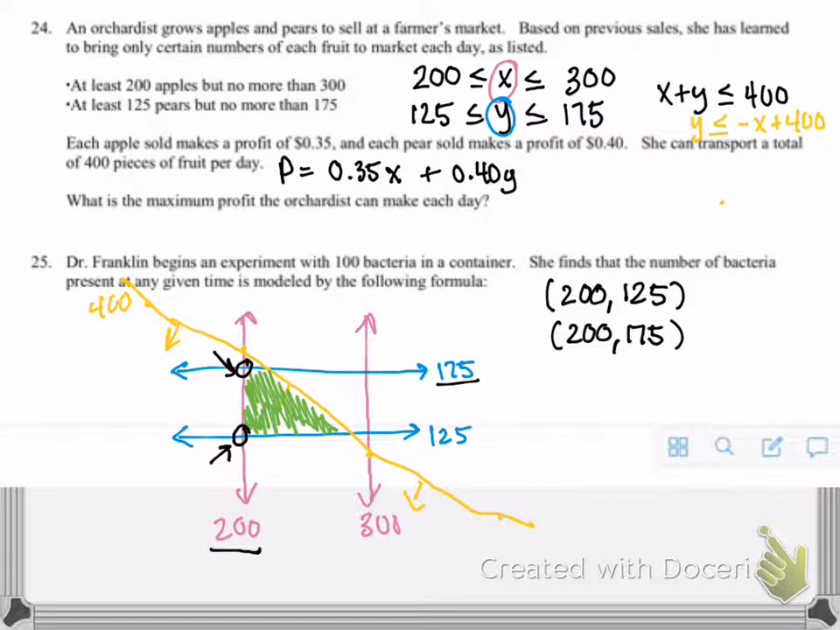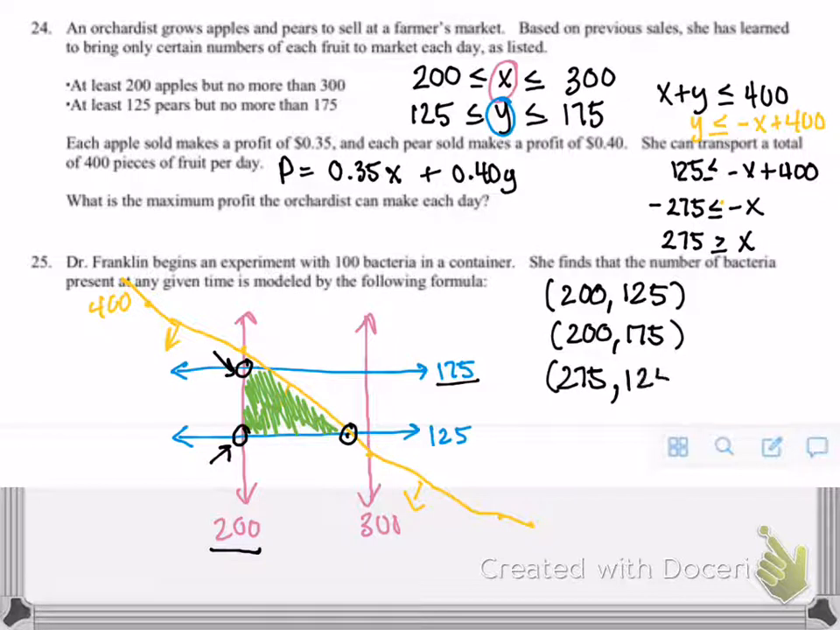So I'm going to try that. I'll write it down for you. 125 is less than or equal to negative x plus 400. I'm going to subtract 400 from both sides, and 125 take away 400 is negative 275. And then I've got to divide both sides by negative 1, so I get 275 is greater than or equal to x. So the value for x here is going to be 275. So 275 pairs with 125.